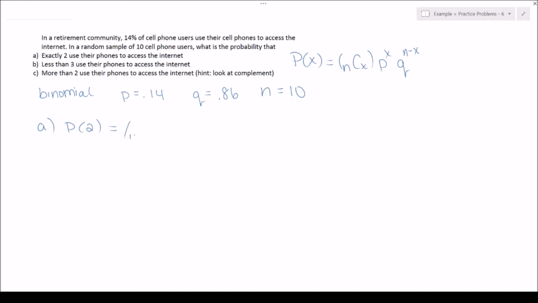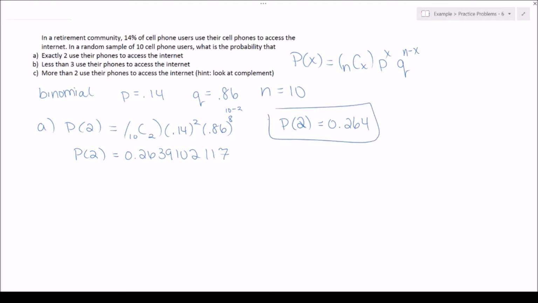So n cx times p to the power of x times q to the power of n minus x, which is going to be 8. So I'll just plug this in my calculator. I get P of 2 is 0.2639102117. So that's part A, and then I'll round it. So I'll say that P of 2 is 0.264, so that's 3 decimal places.